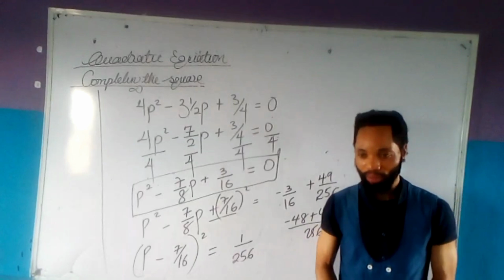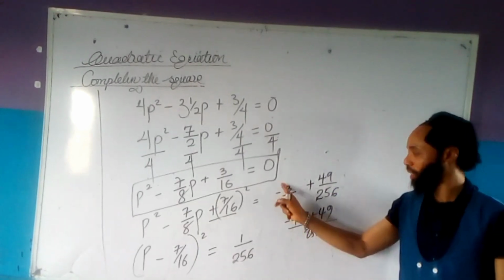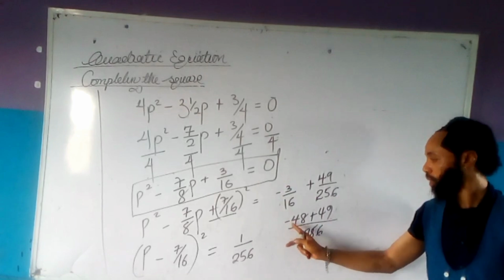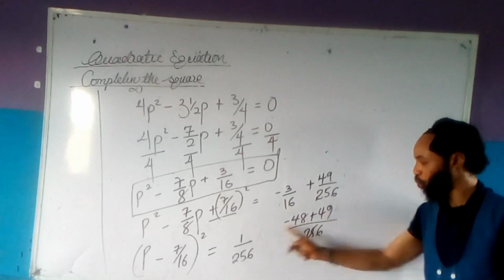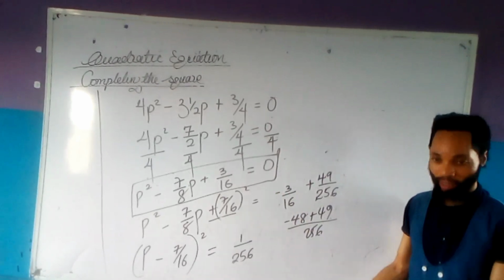Yes, you have a question? 48. This in this is 16. 16 times negative 3 is negative 48. So negative 48 plus 49 is 1 over 256. Remember this is negative, so we don't want to forget that in the order.